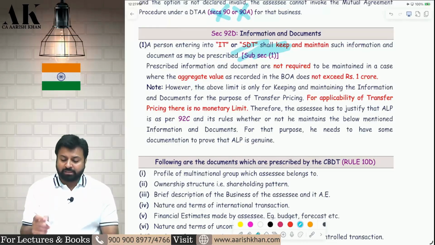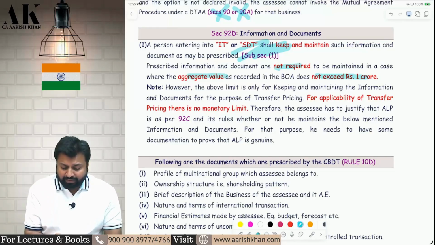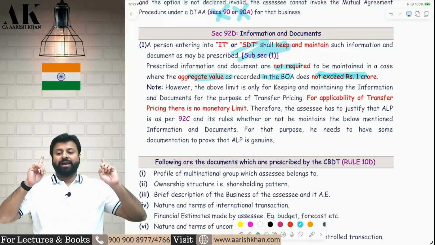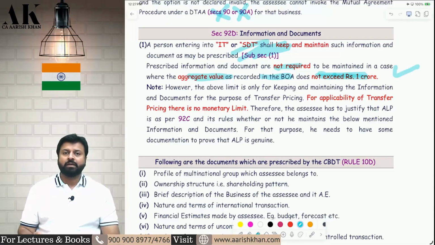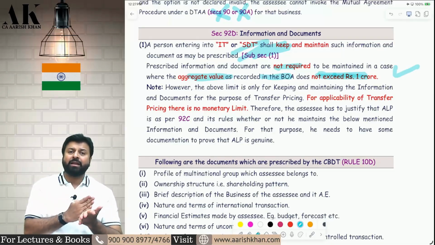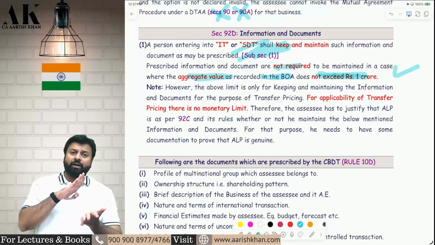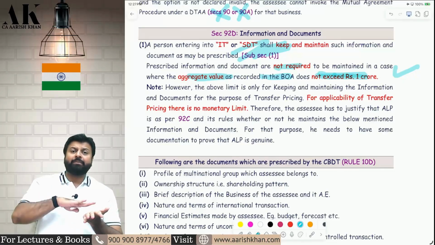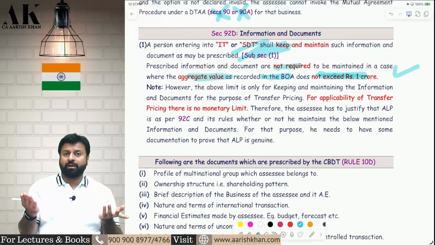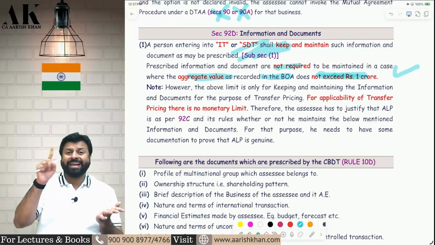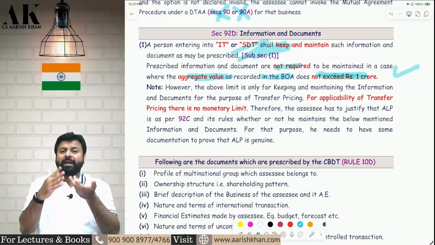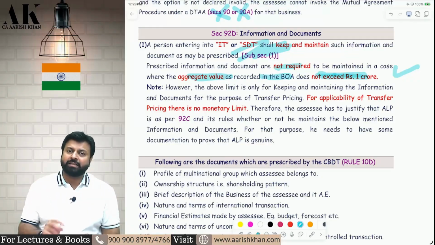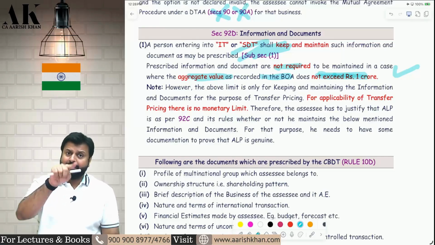But all these documents and information are supposed to be maintained only by those whose aggregate value of transactions recorded in the books exceeds 1 crore rupees. If the aggregate value of the transactions in the entire year exceeds 1 crore rupees, you have to maintain all these documents and information. These are applicable if transfer pricing is applicable for you. For applicability of transfer pricing, there is no turnover or limit. Again, understand: if your aggregate transaction value of the entire year exceeds 1 crore, you have to maintain all the documents. But for transfer pricing applicability, there is no limit. Even if a 10,000 rupees international transaction is done, transfer pricing is applicable. So for applicability of documentation maintenance, there is a limit of 1 crore.